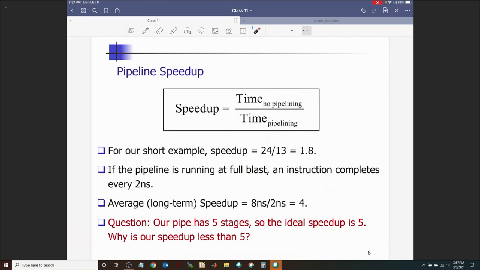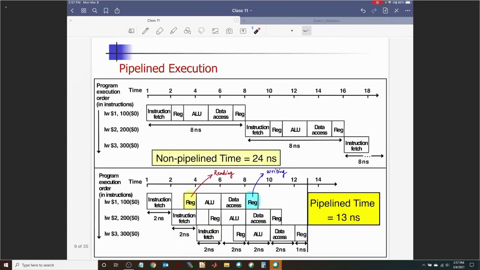And if you were running pipelining at full blast, meaning one instruction after the other, and so on, right? Continuous, then we would get an instruction completing every 2 nanoseconds, right? You see this? This guy ends at 9 nanoseconds, 13 nanoseconds. This is 9, this is 11, this is 13. So every 2 nanoseconds, you have an instruction finishing.